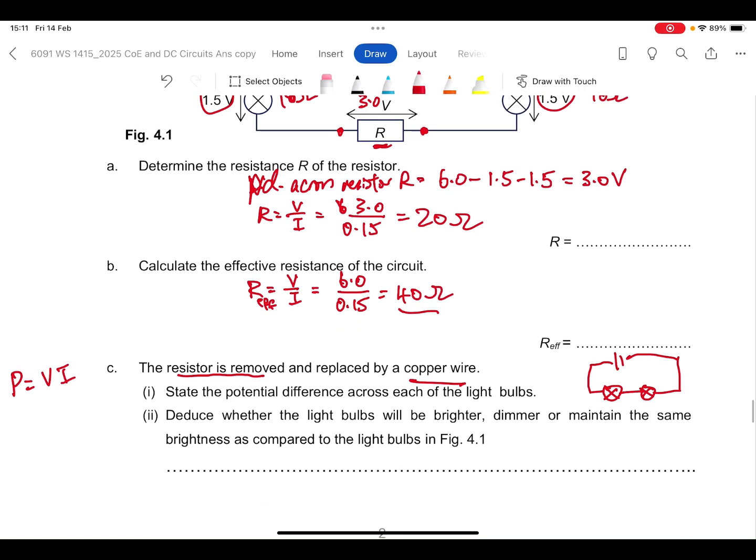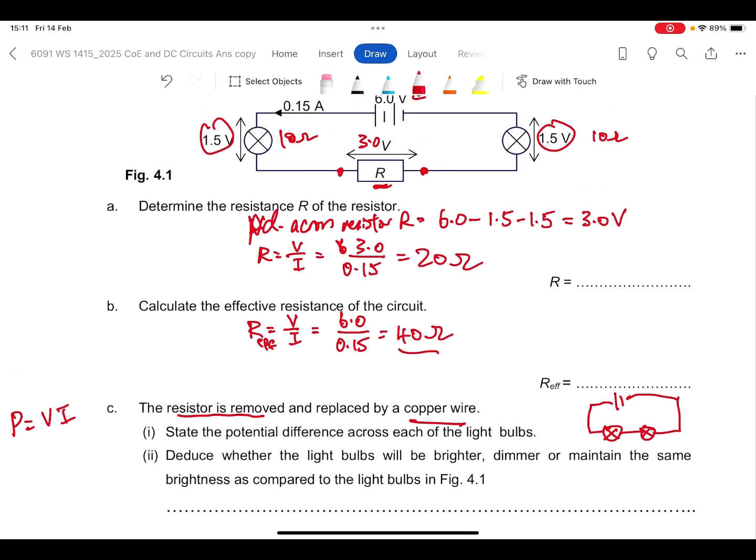So here, since there are only 2 bulbs left and the EMF is 6 volts, each of these bulbs will be 3 volts, because V1 plus V2 is equal to the EMF. So 3 volts. The brightness will definitely increase because the potential difference across them used to be 1.5 volts, but it's now 3 volts. All right?